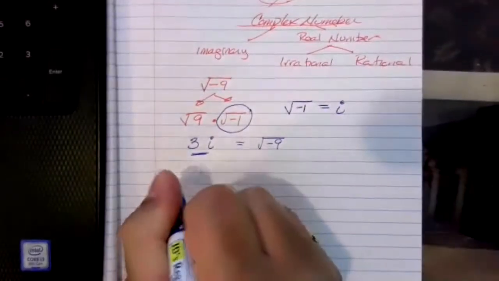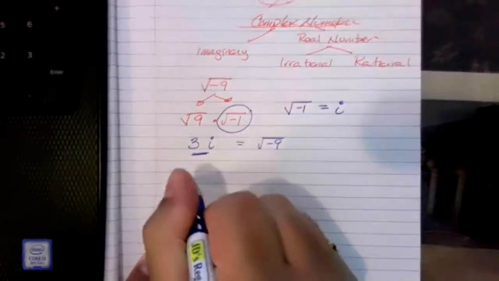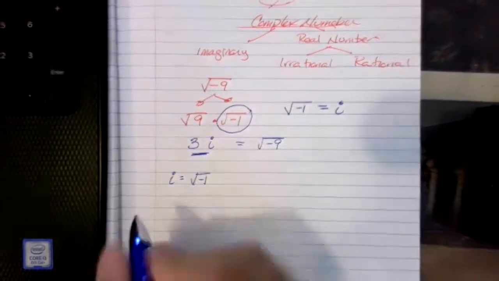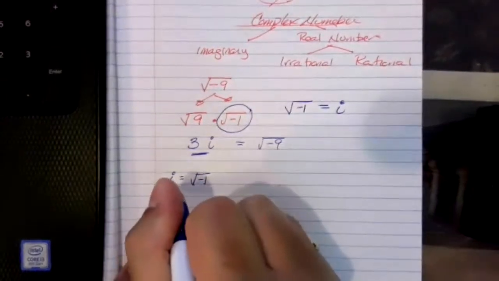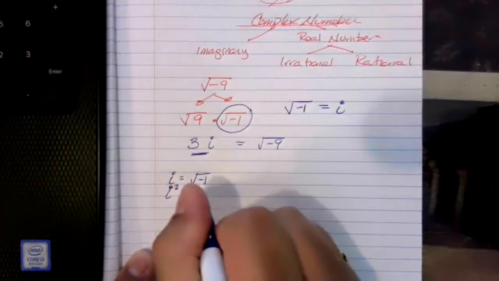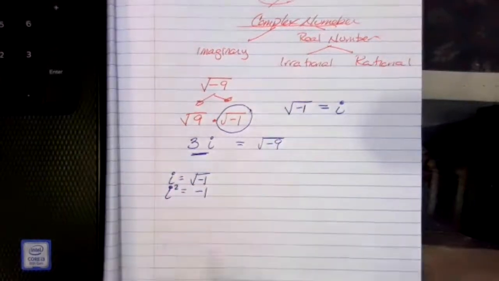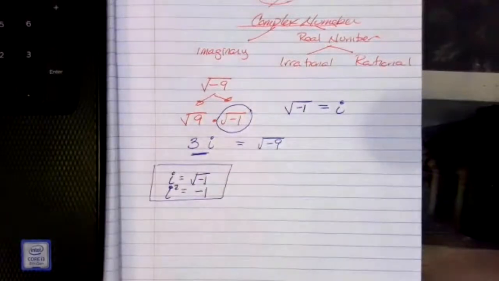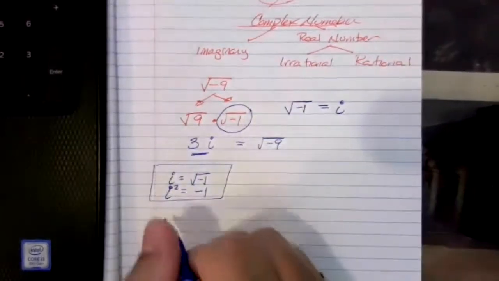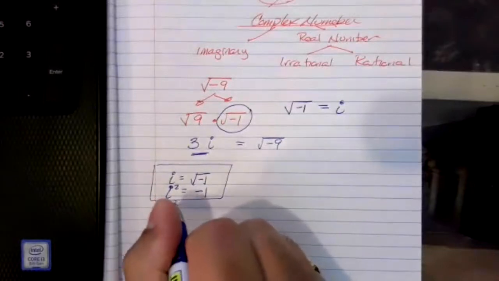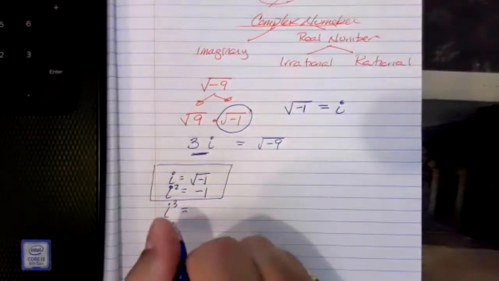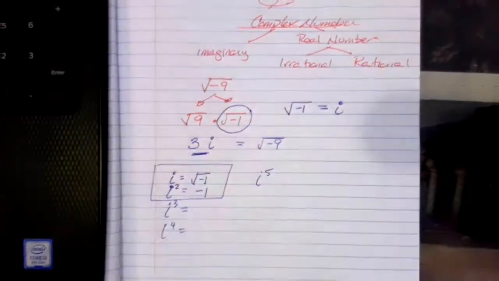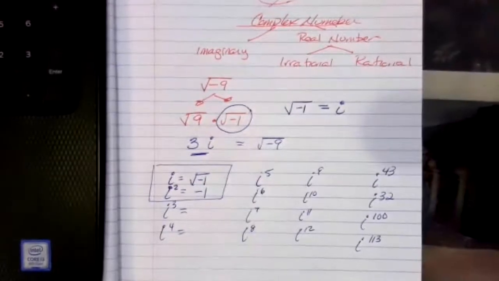Well, if you're going to accept that i is equal to the square root of negative 1, then I want you also to accept that i squared is equal to negative 1. And if we accept those two, we'd be able to find i to the third, i to the fourth, i to the fifth. Let's think about these, just for fun.